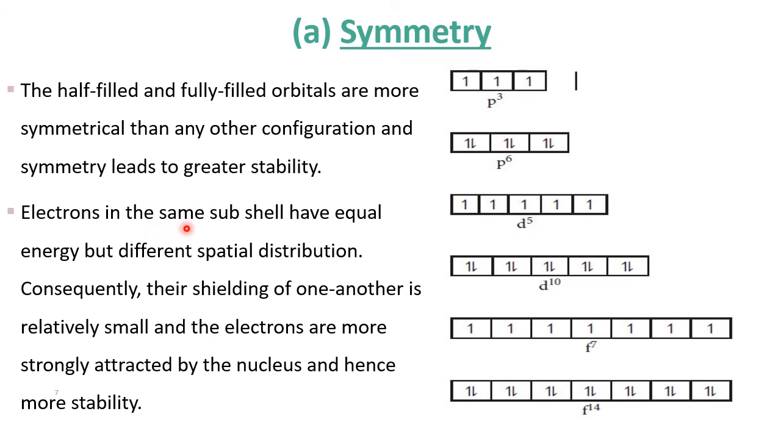Electrons in the same subshell have equal energy but different spatial distribution. Consequently, their shielding of one another is relatively small, and the electrons are more strongly attracted by the nucleus and hence more stability. That means when they are half filled or fully filled, the energy is the same. See, the energy of these three is the same, the energy of these five is the same, the energy of these seven is the same. But the orientation in space is different.